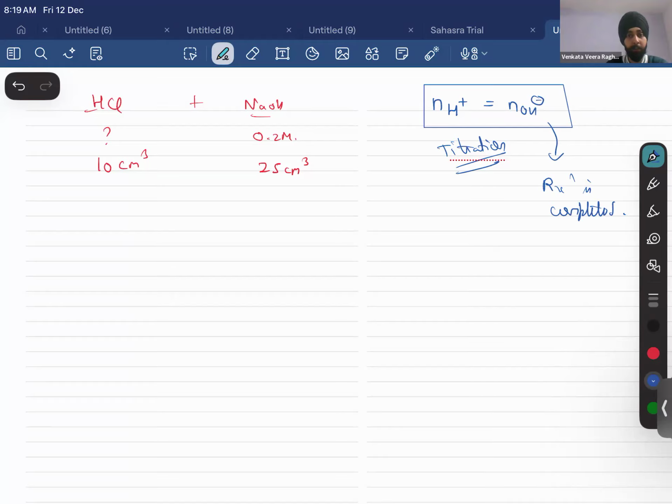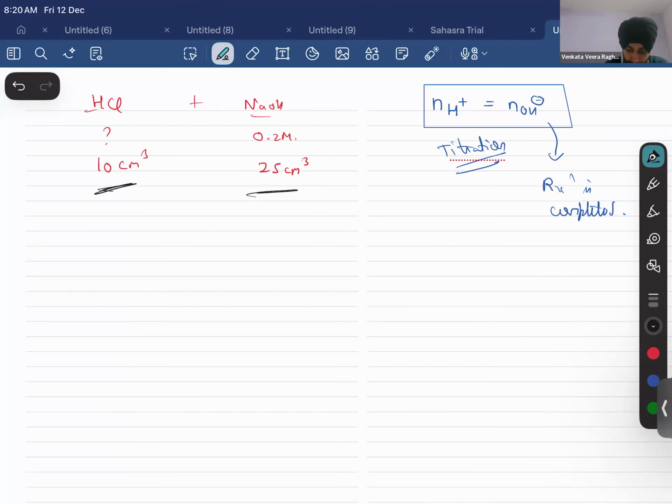Clear? Okay? Whenever the moles of H plus and the moles of OH minus are equal, your reaction is completed. This is the purpose of titration. You will be feeling this thing after a little more time. Okay? So if I ask you, if we have to equate both the moles, can we do it here as well for this question? If the moles of H plus and the moles of OH minus are equal, can you find the answer then?